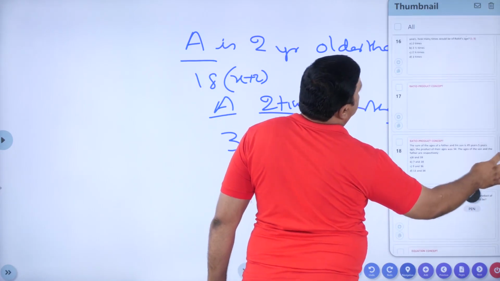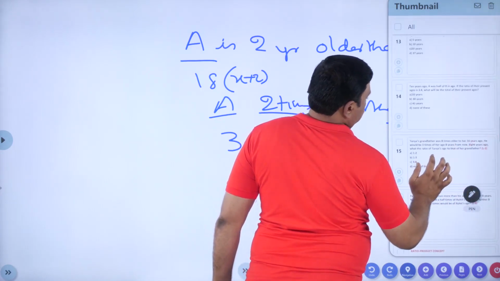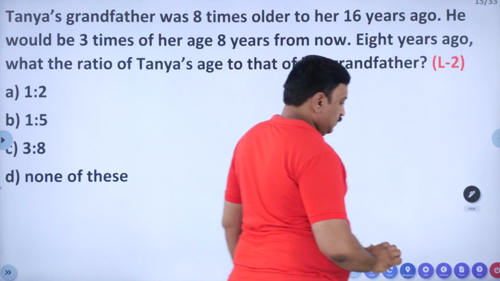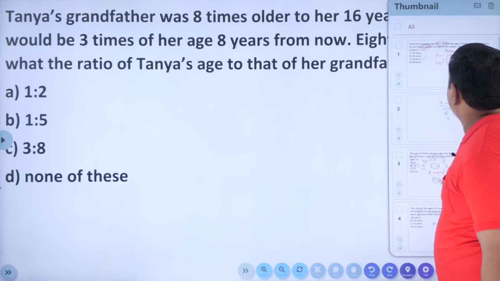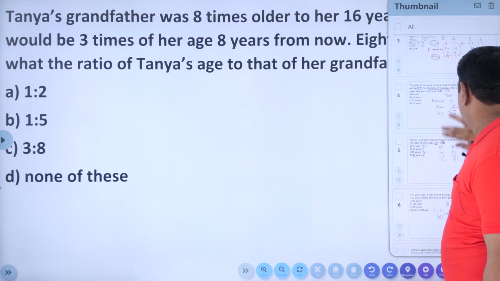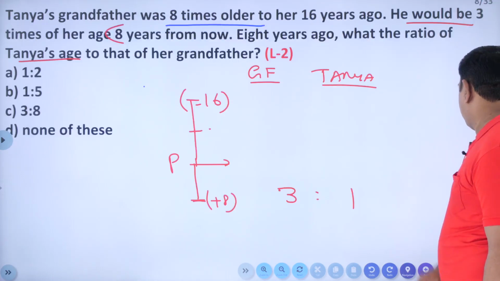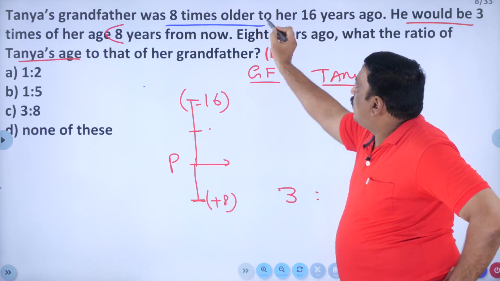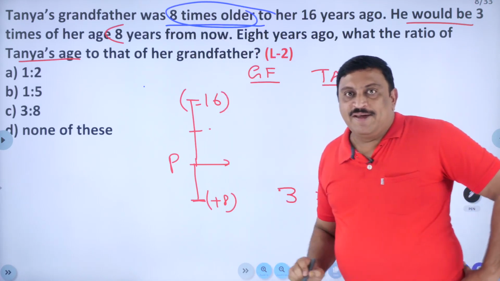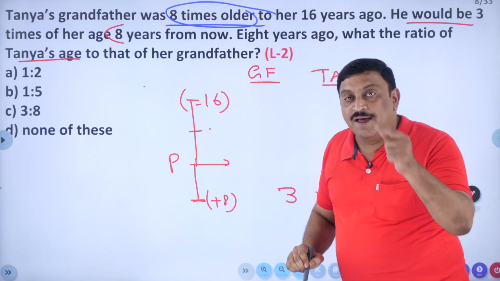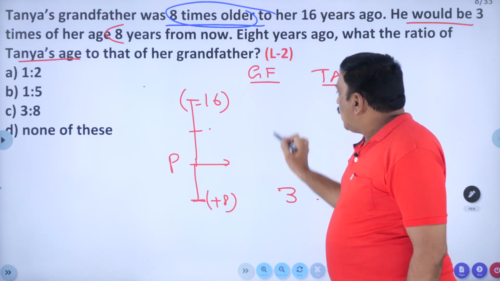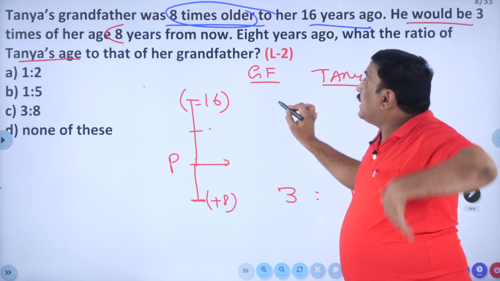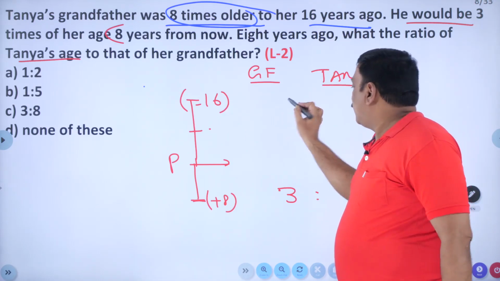What is the discussion now? The main problem is, 8 times older means what now? 8 times older means what? It is 9:1. Okay, so this is where the 16 years ago information comes in. 16 years ago, 8 times older means what? It is 9:1. Okay, 9:1.